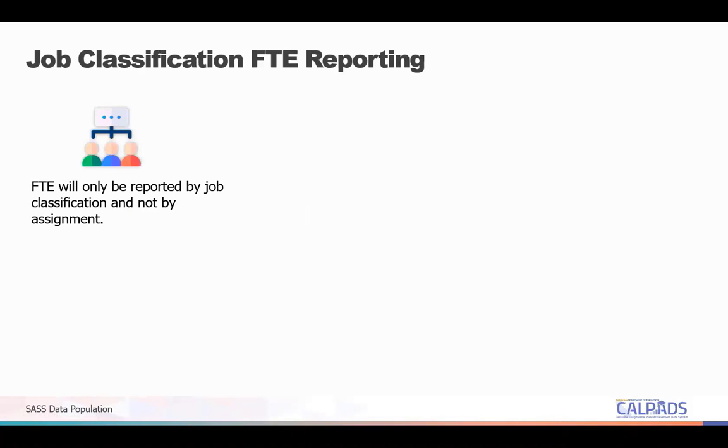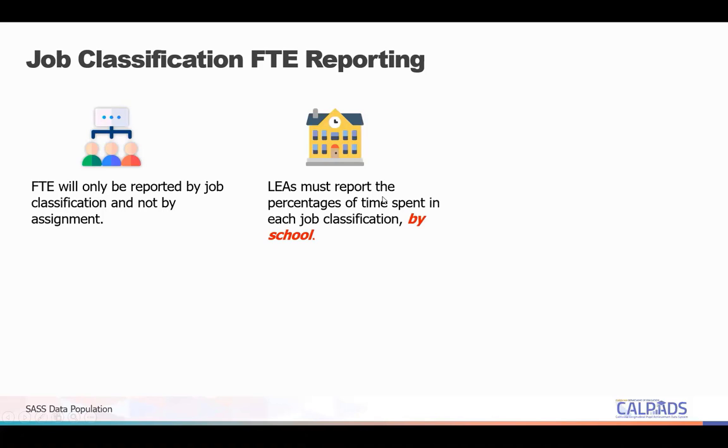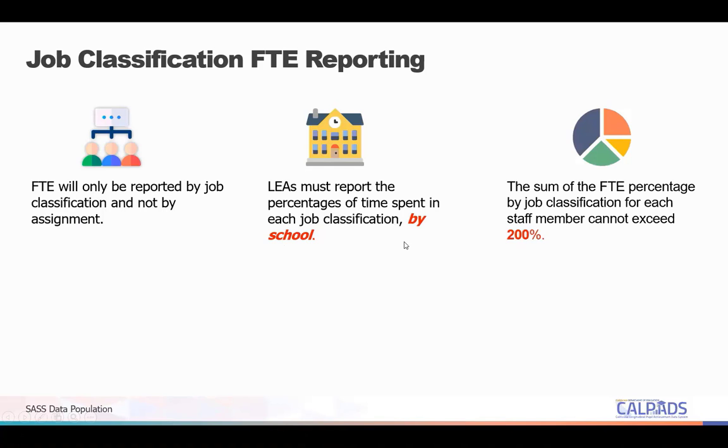With regards to job classification FTE reporting, for each staff member reported, LEAs must report the percentage of full-time equivalency spent in each job classification and not by assignment. Also, LEAs must report the percentages of time spent in each job classification by school. The sum of all FTE percentages by job classification for each staff member cannot exceed 200%. The sum of all FTE percentages by job classification should be greater than or equal to 5%.